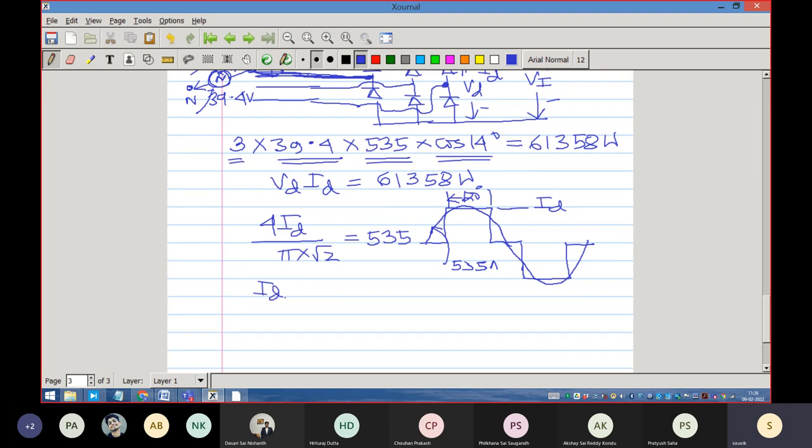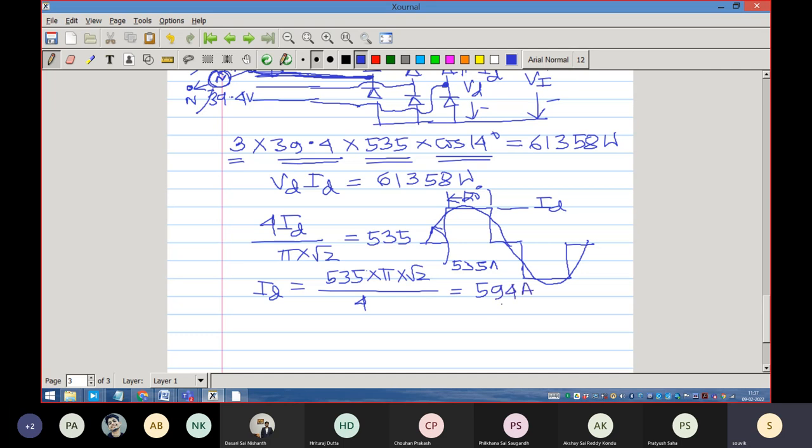So ID must be equal to 535 into pi into root 2 divided by 4. So how much is it? ID is equal to 535 into pi divided by 4 into root of 2. So it is 594 ampere.